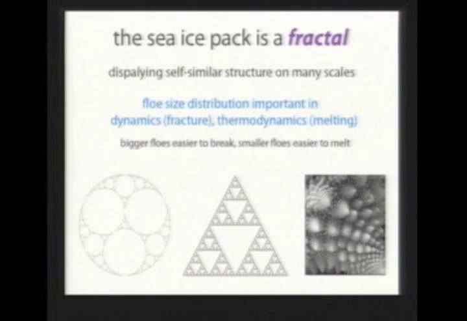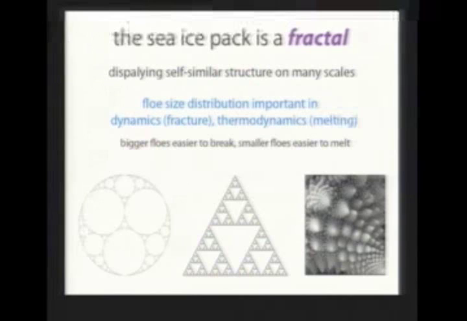Okay, the sea ice pack also exhibits fractal structure, displaying self-similar behavior on many length scales. This is not just of academic interest, but this floe size distribution and the relationship between the perimeter for lateral melting versus the area for bottom melting and albedo effects and so on. This is actually a very important aspect of the ice pack, which has certainly not been incorporated into these models. Roughly speaking, bigger floes are easier to break while smaller floes are easier to melt.